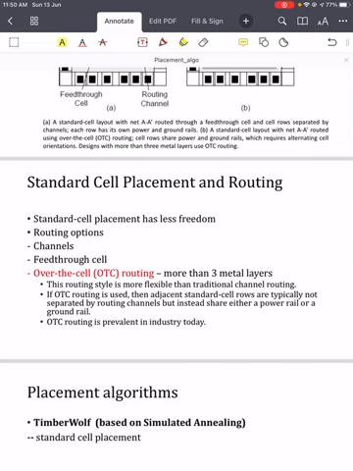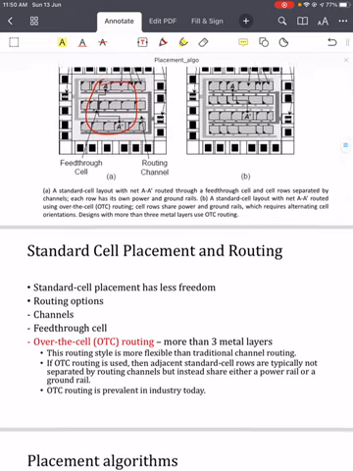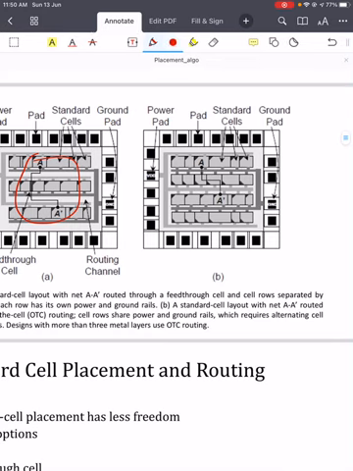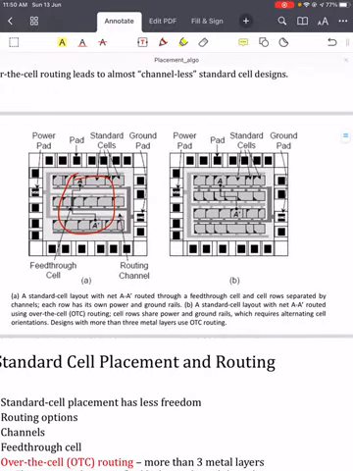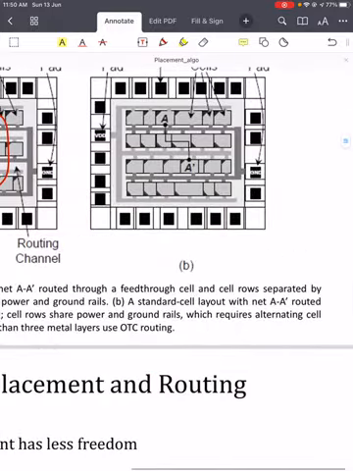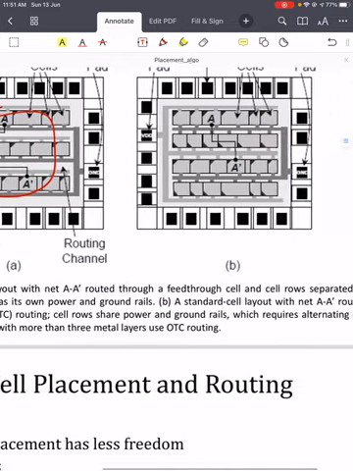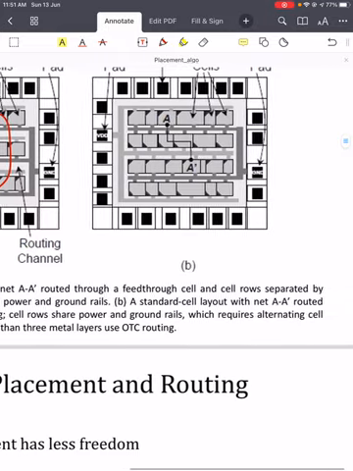If OTC routing is used, then adjacent standard cell rows are typically not separated by routing channels, but instead they share either a power rail or a ground rail. OTC routing is quite relevant in the industry today. Here is an instance of a standard cell layout where we are using OTC routing, and you can observe that this net A dash is routed using the over the cell routing.